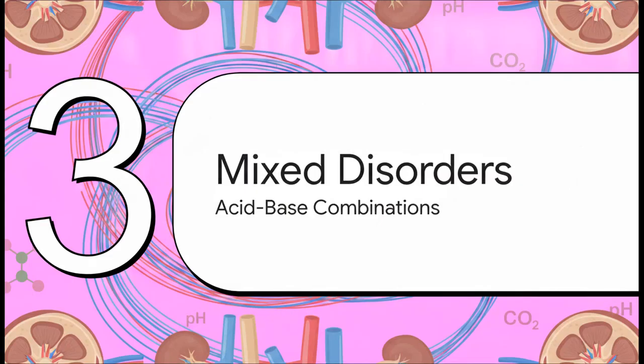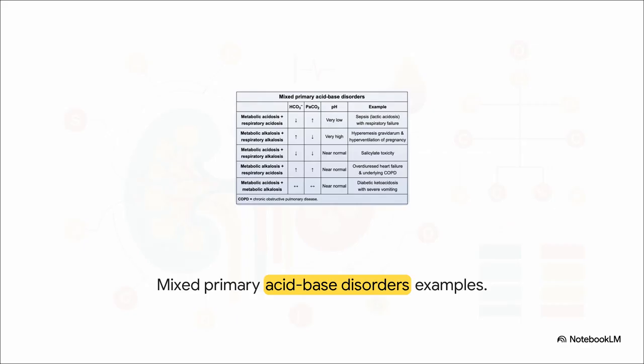On to Section 3, mixed acid-base disorders. Keep in mind a near normal pH can easily hide two simultaneous pathological processes. For instance, salicylates classically cause a metabolic acidosis combined with a respiratory alkalosis. DKA presenting with vomiting will give you a high gap acidosis mixed with a metabolic alkalosis. And COPD combined with overdiuresis leads to a respiratory acidosis plus a metabolic alkalosis. The takeaway? You have to compare the PaCO2 and bicarbonate directions rather than just trusting the pH alone.